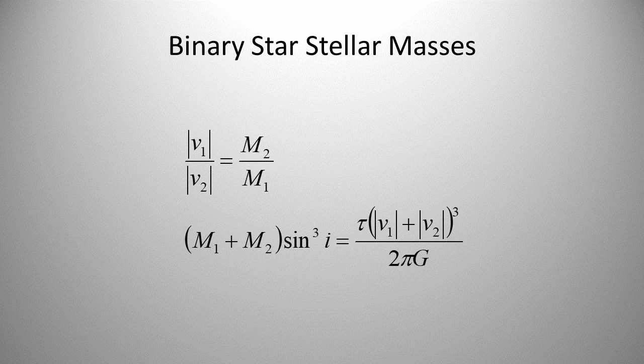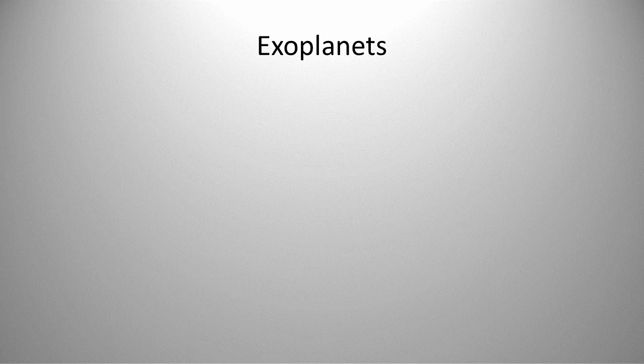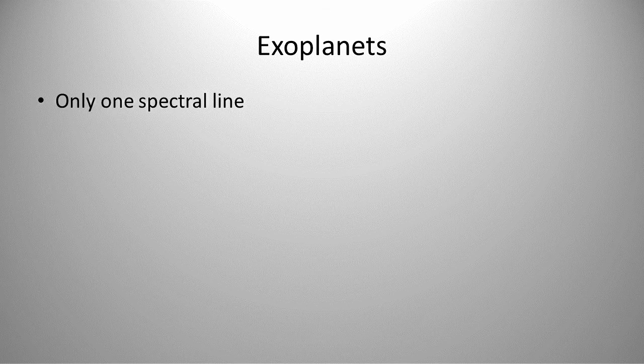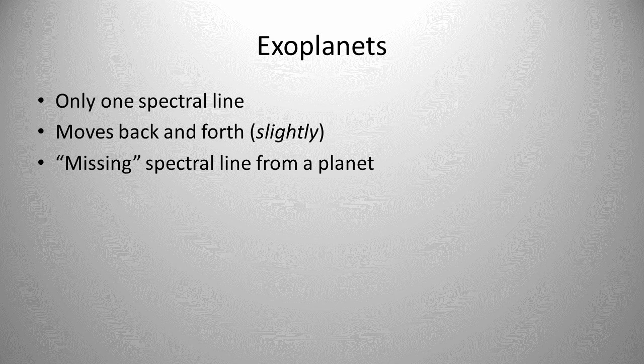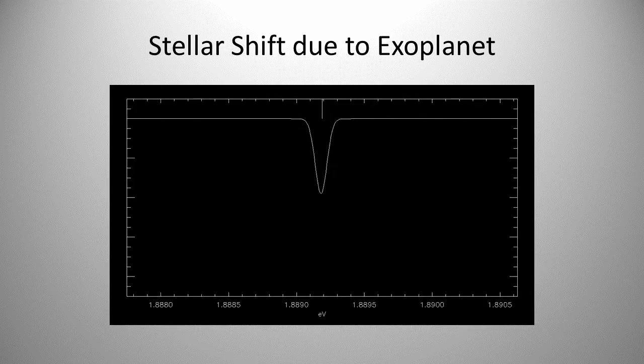By the way, this spectral shift can also be used to detect the slight motion of a star due to the gravitational tug of a planet. Now you only see one absorption line, the one from the star, but it moves back and forth a tiny bit. You can't see a spectral line from the planet. But using the motion of one spectral line, you can still get what you need. This is one of the ways exoplanets are detected. And this is how we know planetary systems are pretty common.